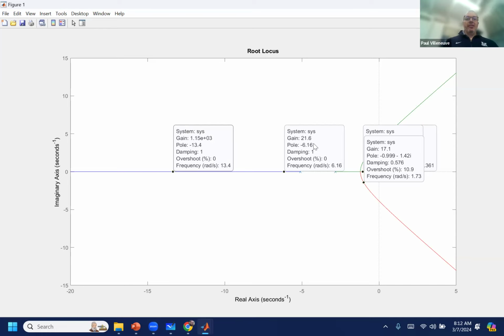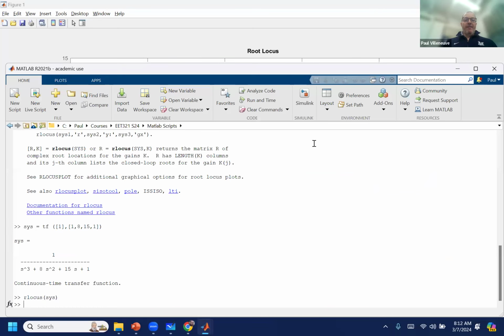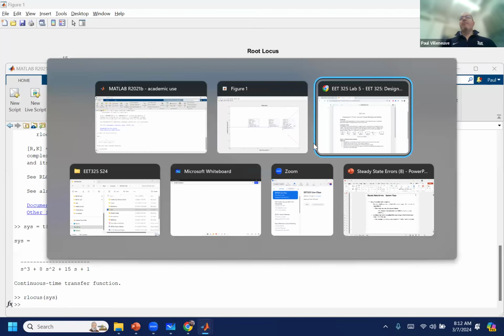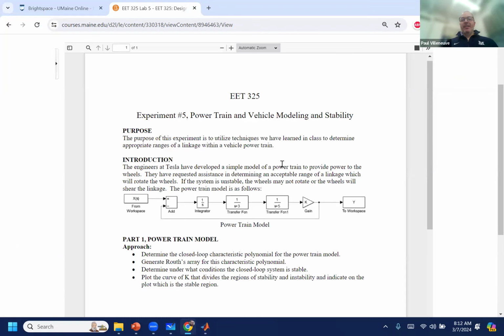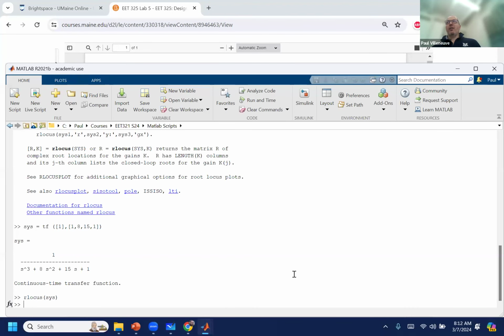It's called root locus. So if people had thought about it a little bit, you actually would have said, plot the curve of K that divides the region of stability and instability and indicate on the plot which is the stable range. So really, you can't really plot a curve K. You're really plotting the roots as K is increased.